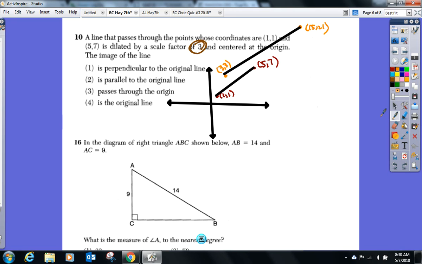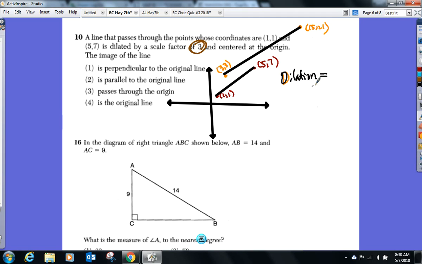Anytime you have a dilation, corresponding sides or lines stay parallel. Can't stress that enough. Anytime you dilate, corresponding sides or lines are always going to be parallel to each other. They're not going to become perpendicular. We okay on that one? Seemed pretty easy? Great, go to 16.